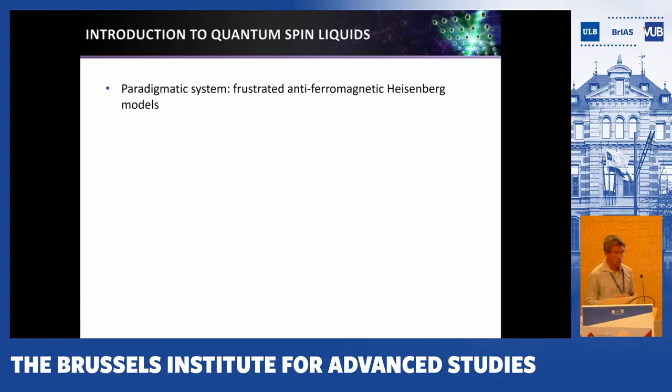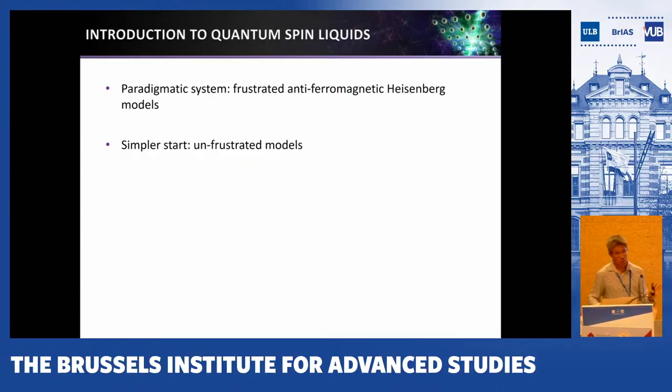So maybe first I'll just give an introduction to quantum spin liquids, because it's not necessarily a topic that people in quantum optics are very familiar with. So the paradigmatic system where quantum spin liquids probably exist in real life are anti-ferromagnetic Heisenberg models, which are frustrated. So let me break down those ideas a little bit.